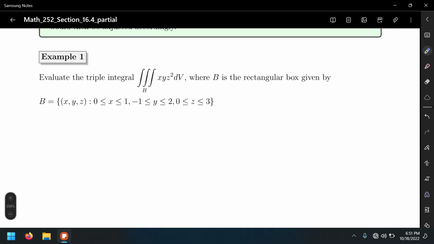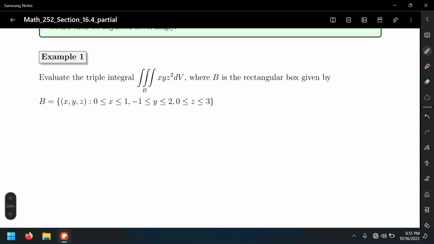Alright, so let's evaluate the triple integral of x y z squared dV over the region B, where the region B is defined by x going from 0 to 1, y goes from -1 to 2, and z goes from 0 to 3. This is a straightforward type of integral, and it really doesn't matter which order we go, but typically we go in backwards alphabetical order. We do dz, then dy, and then dx, but it really doesn't matter much.